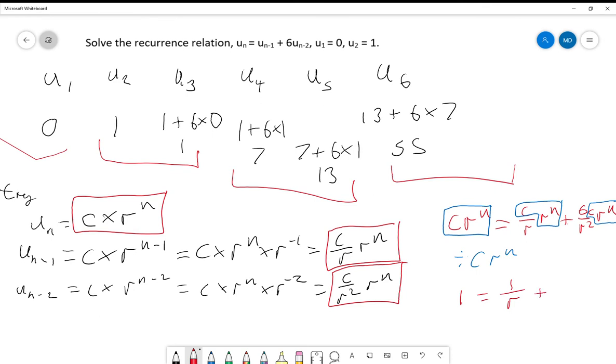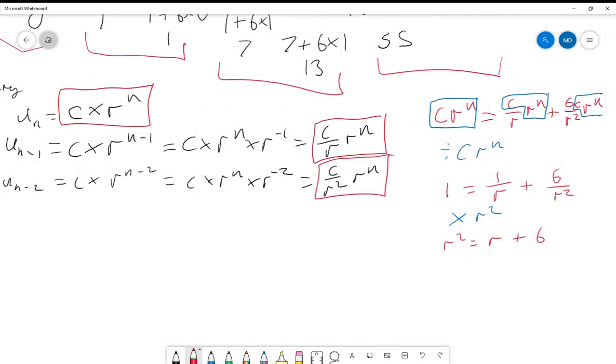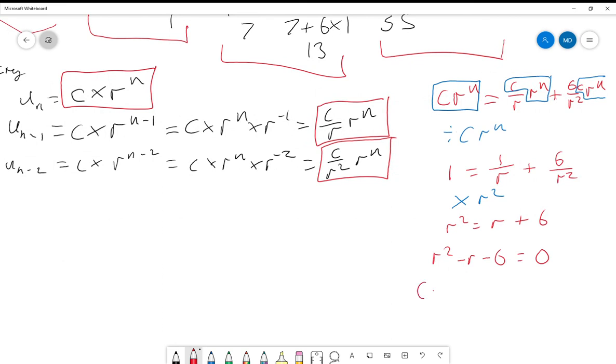And similarly here, we're going to end up with 6 over r squared, which is looking much, much nicer. And to simplify that, we're just going to multiply by r squared, and we're going to end up with r squared is equal to r plus 6, which is a quadratic equation which we should know how to solve fairly easily. We get r squared minus r minus 6 equals 0. This factorizes nicely, and we're going to end up with r minus 3, r plus 2 equals 0. And that tells us that r is equal to 3, or r equals negative 2.